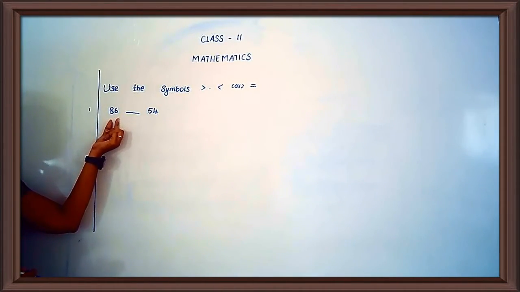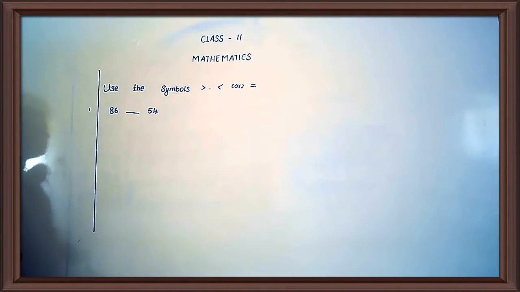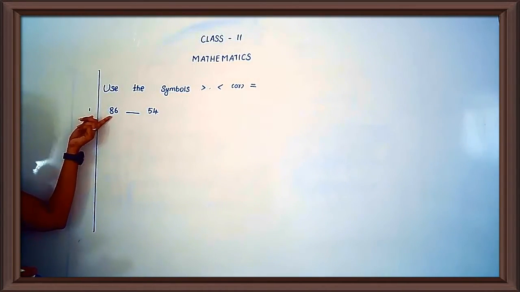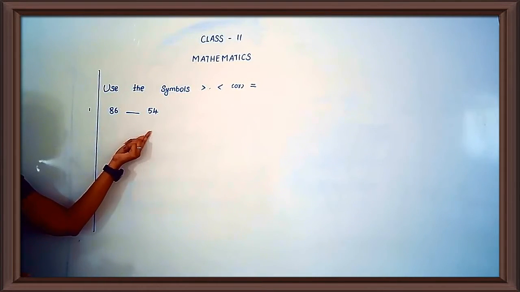86. What is this number? 86. This number is 54. Okay. Which one is greatest? 86 is a greater number or 54 is a greater number? 86. Yes, see the left side number. The number starts from 8. Here the number starts from 5. 8 is a greater number or 5 is a greater number?